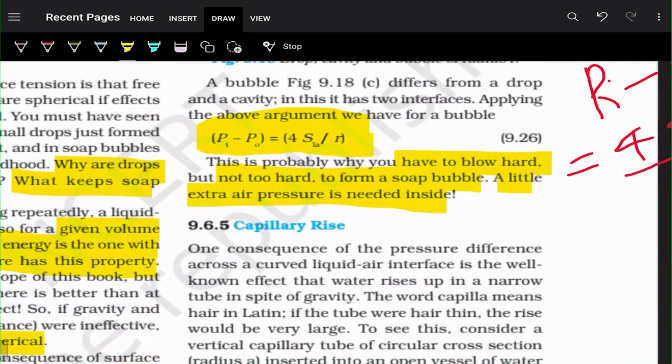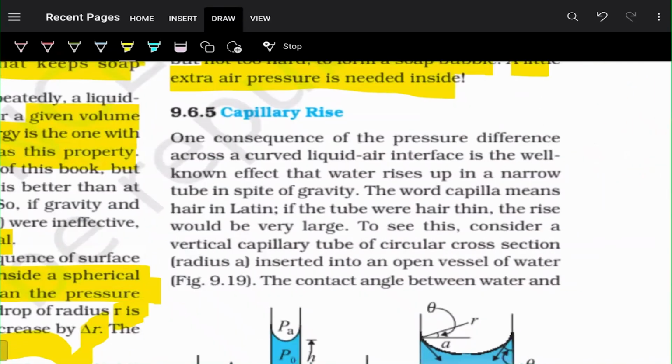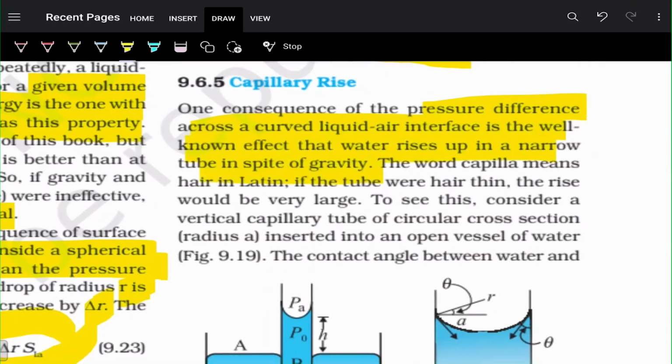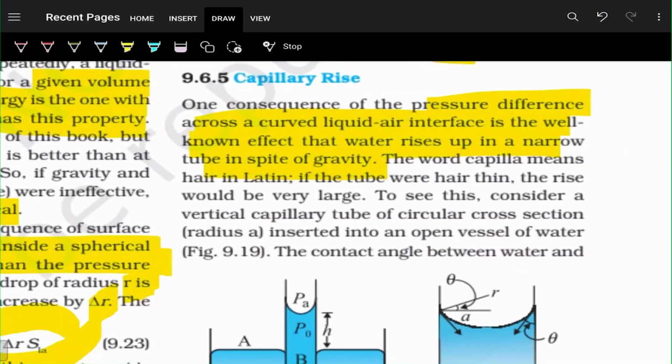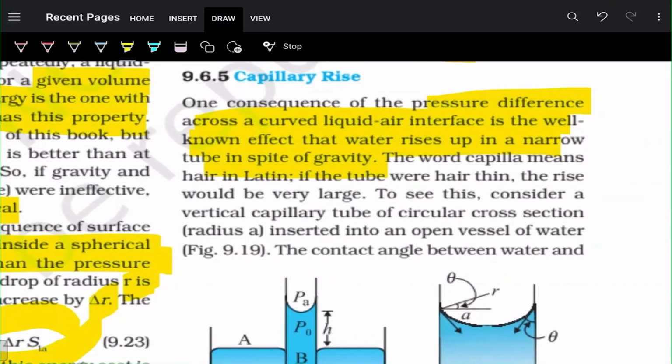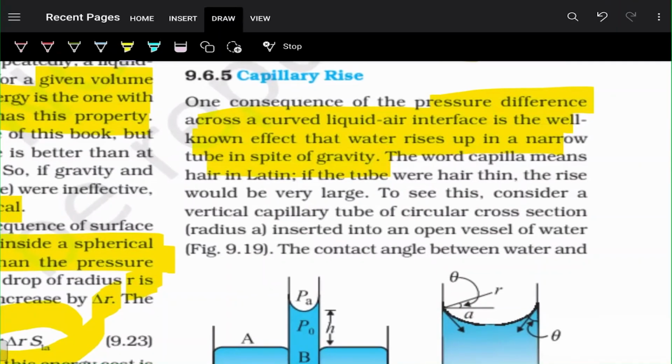So next let's discuss capillary rise. One consequence of the pressure difference, that is excess pressure P inside minus P outside, നമ്മൾ കണ്ടു: ഡ്രോപ്പിന്റെ കേസിൽ 2S/r ആയിരുന്നു, ബബിളിന്റെ കേസിൽ 4S/r ആയിരുന്നു. Pressure difference across a curved liquid air interface is the well-known effect that water rises up in a narrow tube in spite of gravity. ഗ്രാവിറ്റി ഉണ്ടായിട്ട് പോലും വാട്ടർ ഒരു നാരോ ട്യൂബിൽ കൂടി മുകളിലോട്ട് കയറി വരുന്നു. അതാണ് capillary rise. അതിന് കാരണം pressure difference across a curved liquid air interface ആണ്.